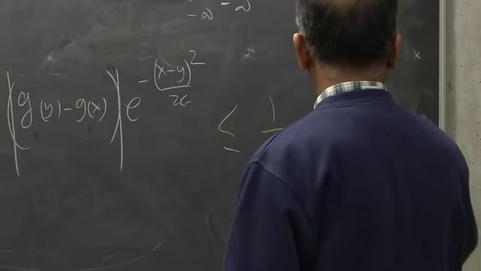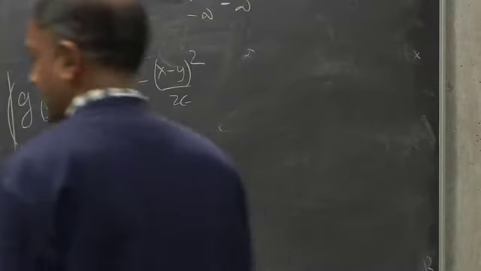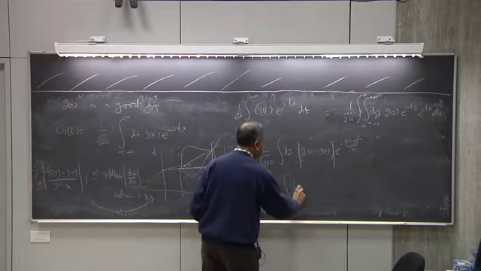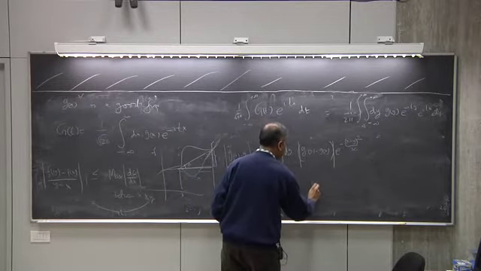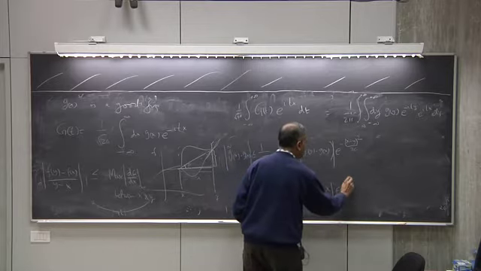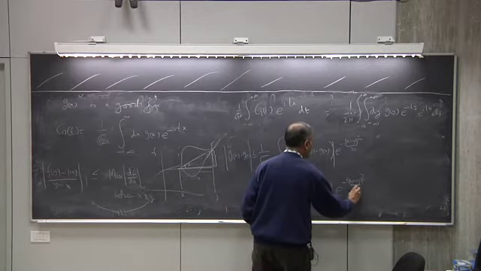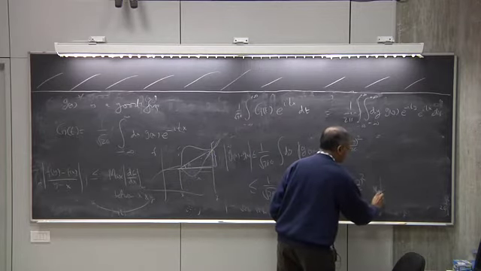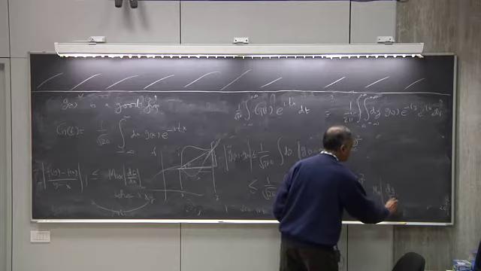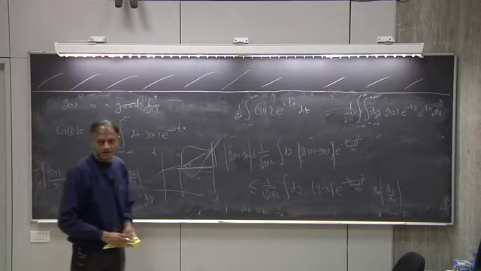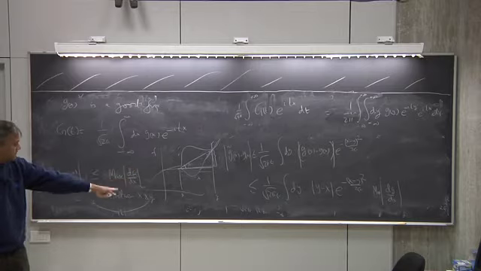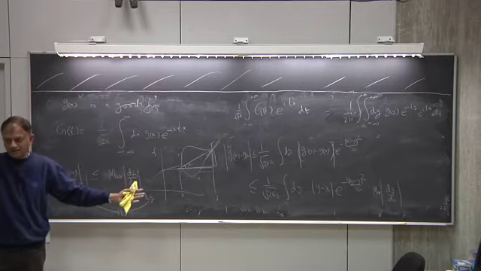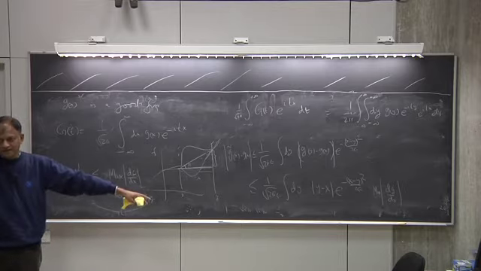Let me write it in the next line. So, this is less than or equal to 1 over root 2 pi epsilon dy, modulus of y minus x, e to the minus x minus y squared over 2 epsilon, times the maximum of dg by dx. It says maximum of dg by dx between x and y, but I can as well say maximum of dg by dx in the entire interval from minus infinity to plus infinity, right?